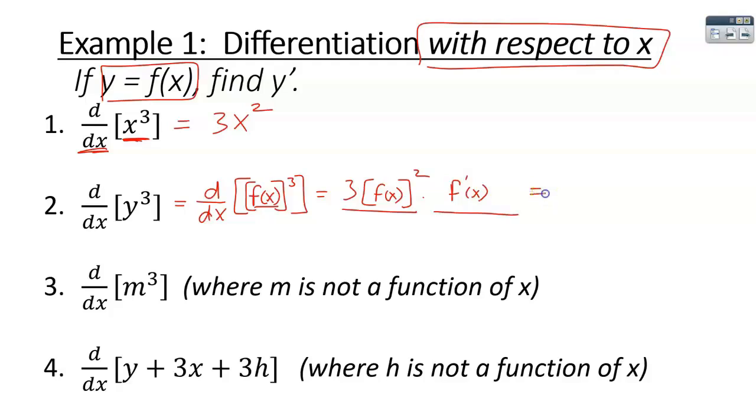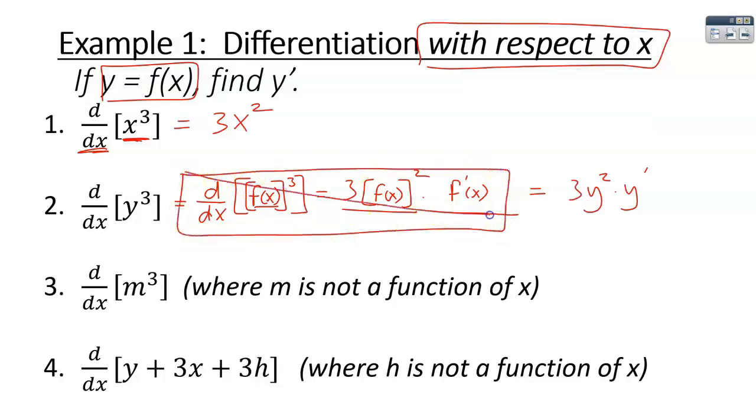And if we go ahead and just replace the f of x's with y's, this is what it would look like. Now, that's the long way, but that's the way that actually helps us understand why the answer is what it is. It's because we have a chain rule. But from now on, we're going to skip all this. We're not going to do that anymore. You can actually just jump straight to this answer.